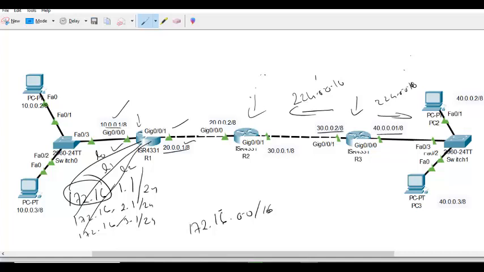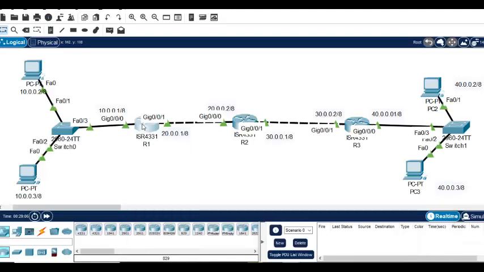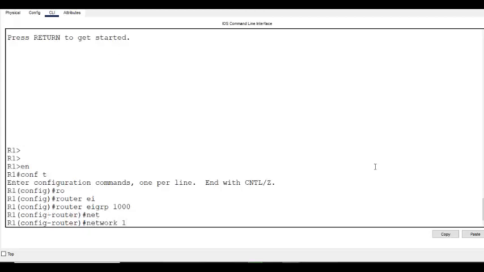You see, when you say 172.16, all these 3 interfaces have got 172.16. It should run on all 3. I think you got confused with this one. When it advertises, it will advertise the summary. You understand? But on what all interfaces will it be running EIGRP?